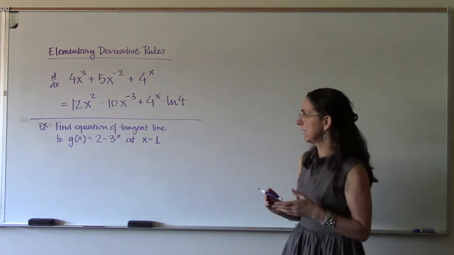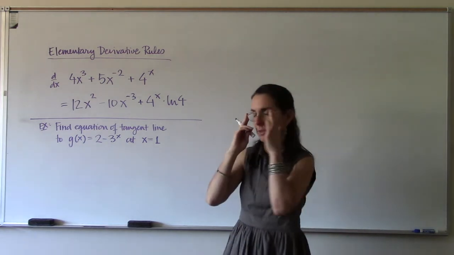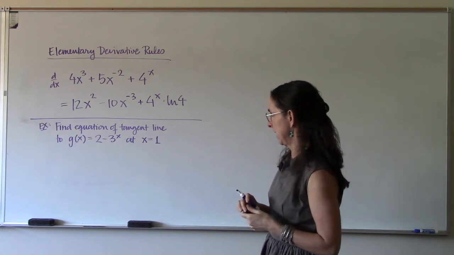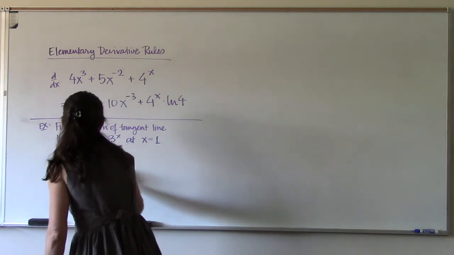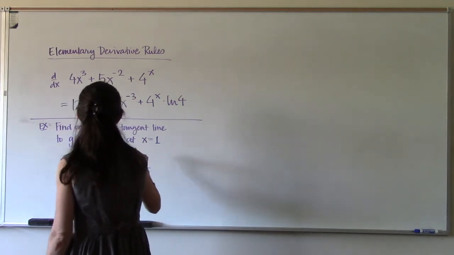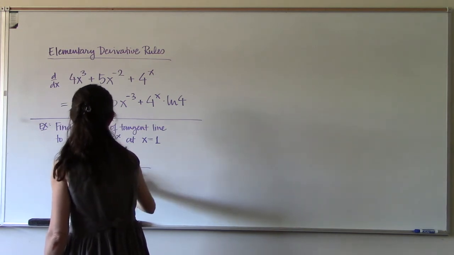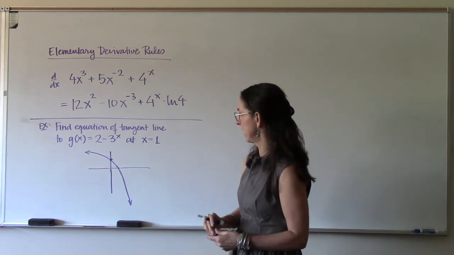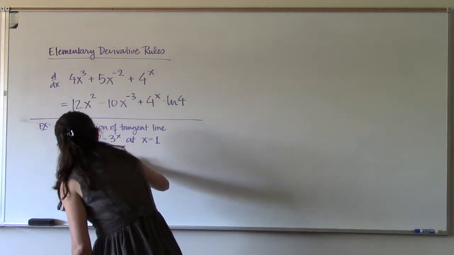Find the equation of the line tangent to the graph of 2 minus 3 to the x at the point where x is equal to 1. So let's get a picture of this thing. So 2 minus 3 to the x is going to go down. So the graph of the function looks kind of like this, and we're looking for the equation of the tangent line here.